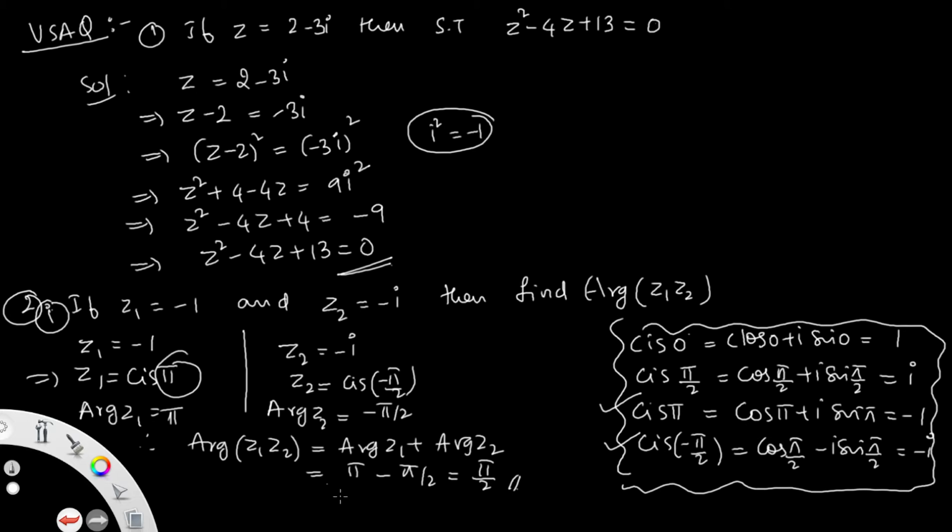And next go to the next page. If z1 equal to minus 1, z2 equal to i, then argument of z1 by z2. So in the same way z1 equal to minus 1 is given.